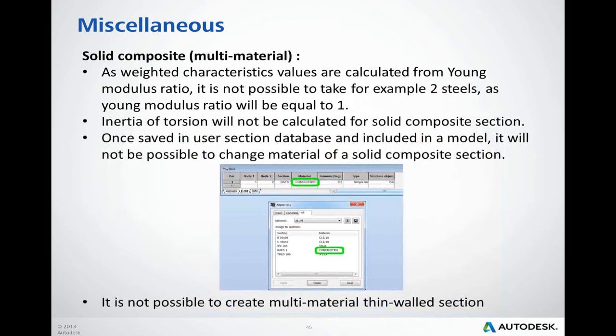Some hints for composite sections. As weighted characteristic values are calculated from the Young modulus ratio, it's not possible to take, for example, two steel materials, as the Young modulus ratio will be equal to 1. Inertia of torsion will not be calculated for solid composite sections. Once saved in the user database and included in a model, it will not be possible to change the material of a solid composite section. It is not possible to create multi-material fin-wall sections.